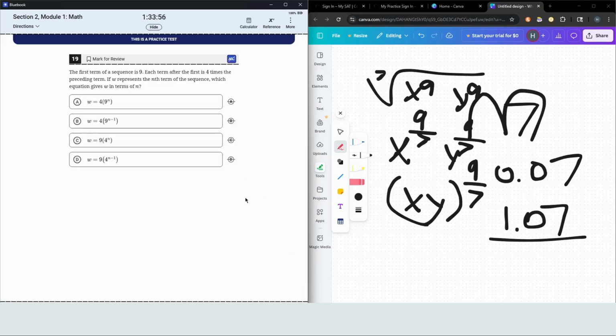Question 19. The first term of a sequence is 9. Each term after the first is 4 times the preceding term. If W represents the nth term of the sequence, which equation gives W in terms of n?